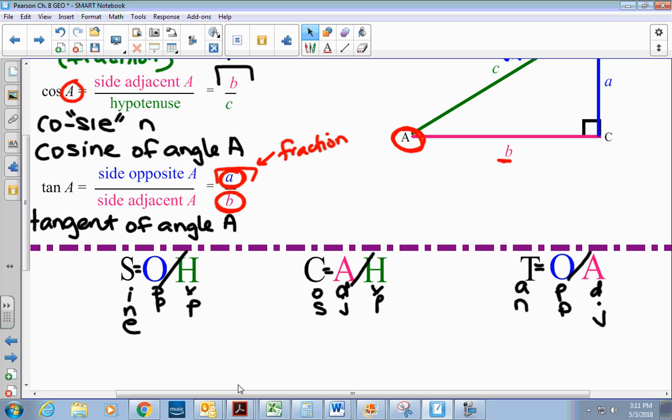So Sohcahtoa is just a way to remember: sine is opposite over hypotenuse, cosine is adjacent over hypotenuse, and tan is opposite over adjacent. I told that story to you. My geometry teacher told that story to me. Thank you, Mr. Galloway. And now you guys are hearing it.